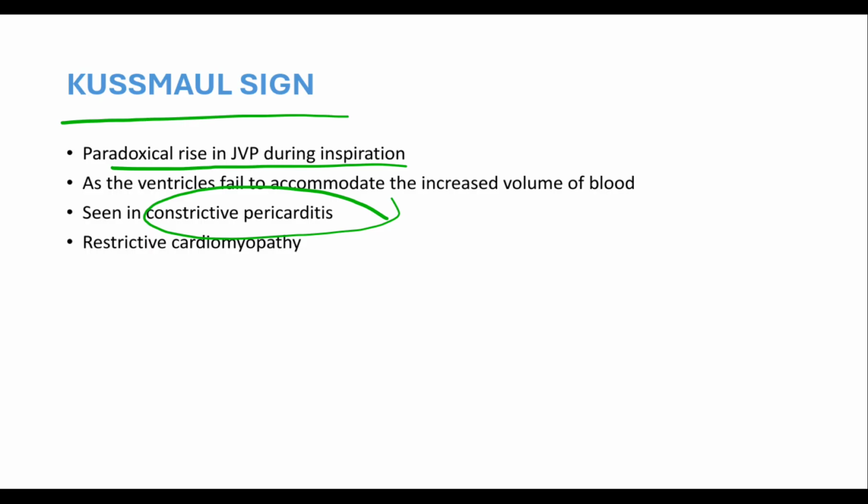It can also be seen in restrictive cardiomyopathy, but if you are asked Kussmaul sign is seen in, then you have to tell that it is constrictive pericarditis because the ventricles fail to accommodate the increased volume of blood. Because of stiff ventricles, they fail to accommodate that. So there is paradoxical rise in the JVP during inspiration, right?